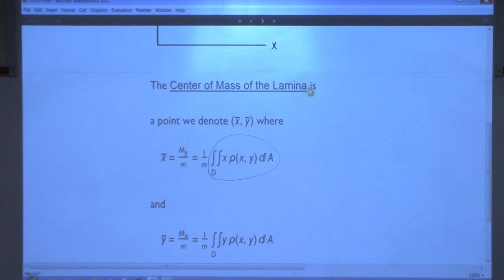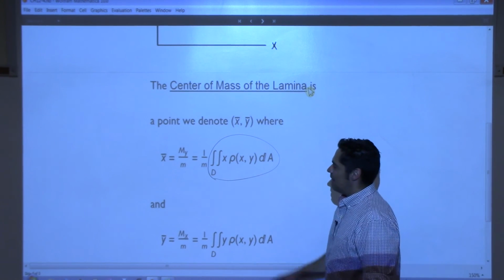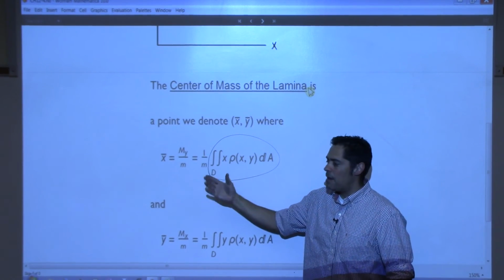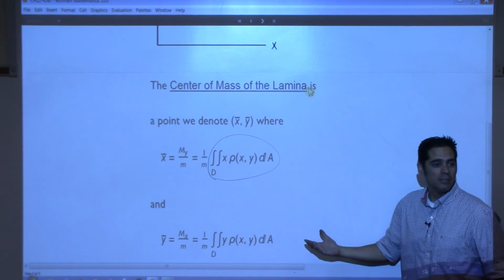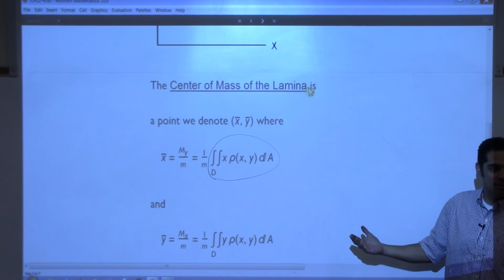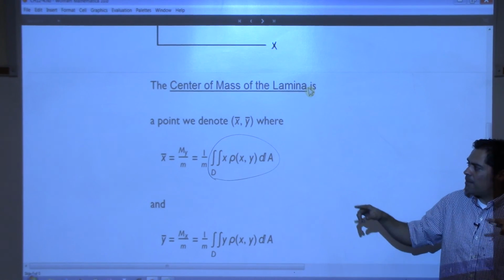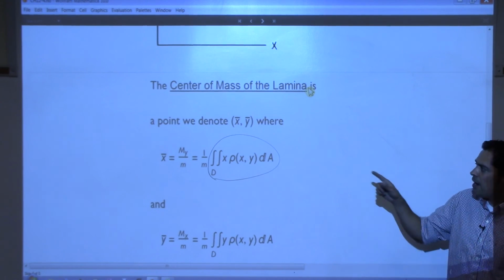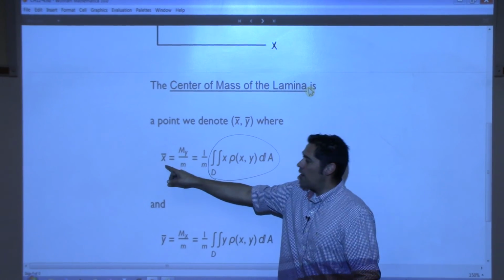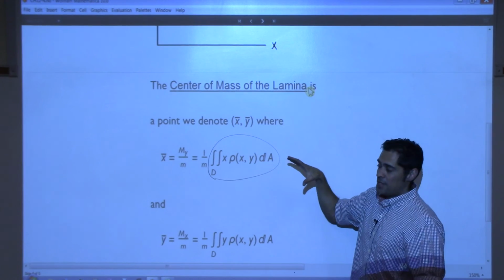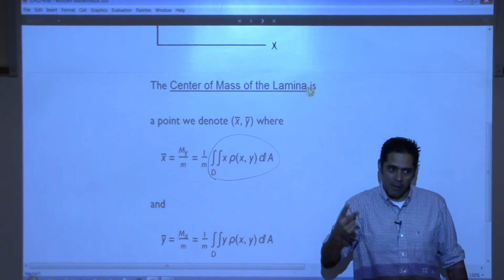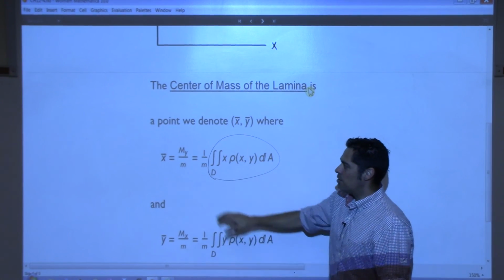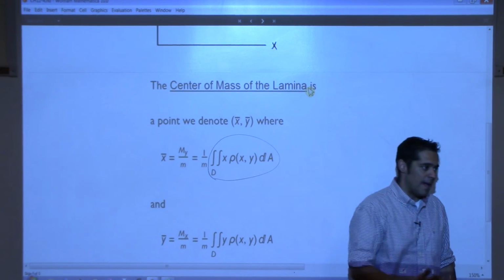All right, that was the moment formula, and then 1 over mass means divide by mass. But what was mass? Wasn't the mass a different double integral? So in order to find the x-coordinate of a lamina's center of mass, you have to do 2 double integrals. One double integral gives you the moment, and you divide it by another double integral, which gives you its mass.